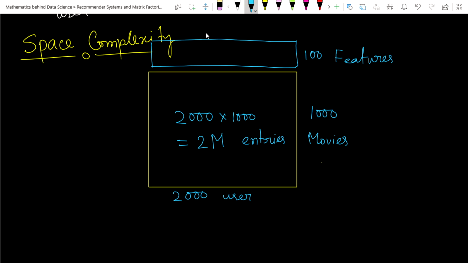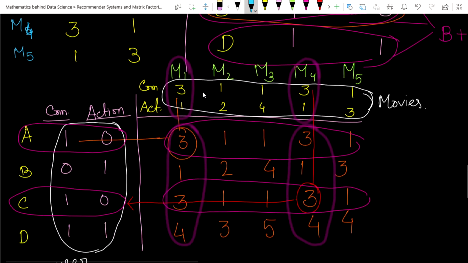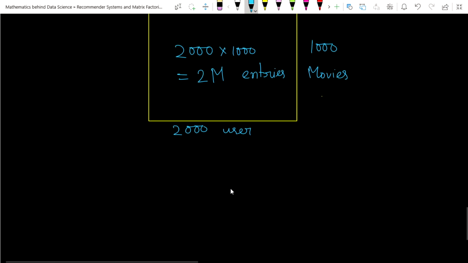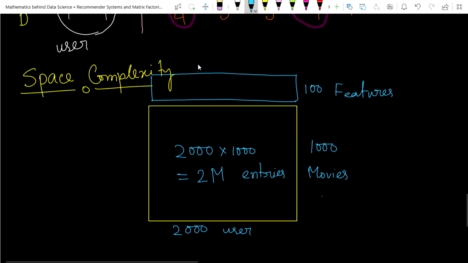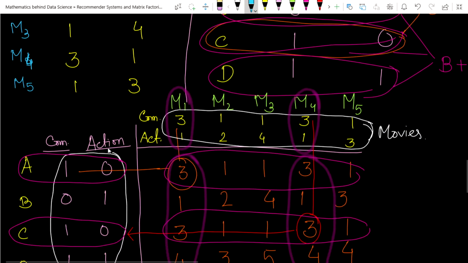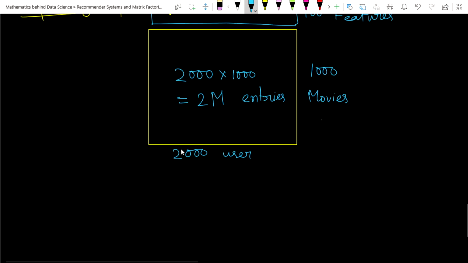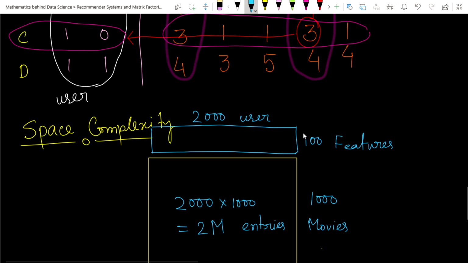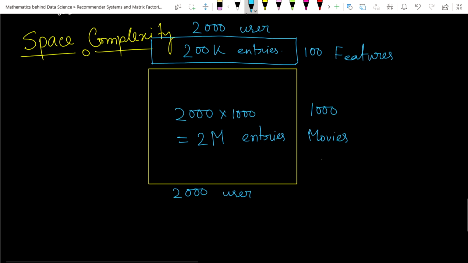And how many users do I use in this direction? Here we have 2,000 users. These are the features, and these are the users: 2,000 users and 100 features. So how many values are possible here? It's 2,000 times 100, which is 200k entries.